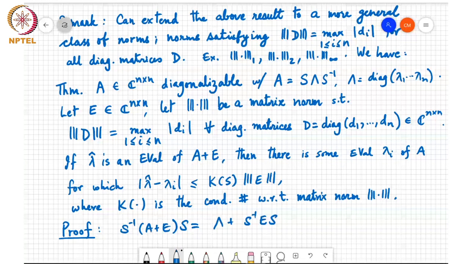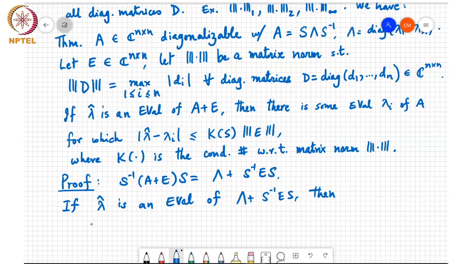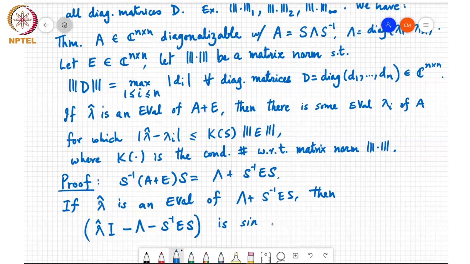Now, if lambda hat is an eigenvalue of lambda plus S inverse E S, then what we know is that if I take lambda hat times the identity matrix minus lambda minus S inverse E S, what can I say about this matrix? Correct. So basically, eigenvalues satisfy the determinant of lambda I minus A equal to 0. And so lambda hat I minus this, that determinant is equal to 0. So this matrix itself is singular.